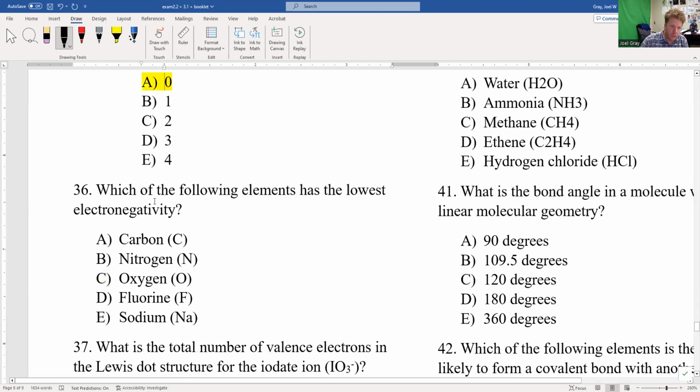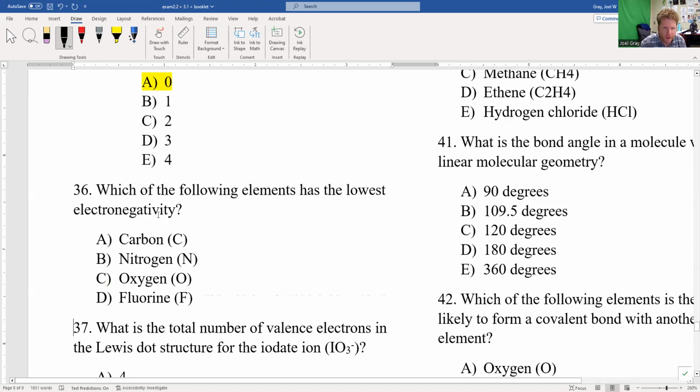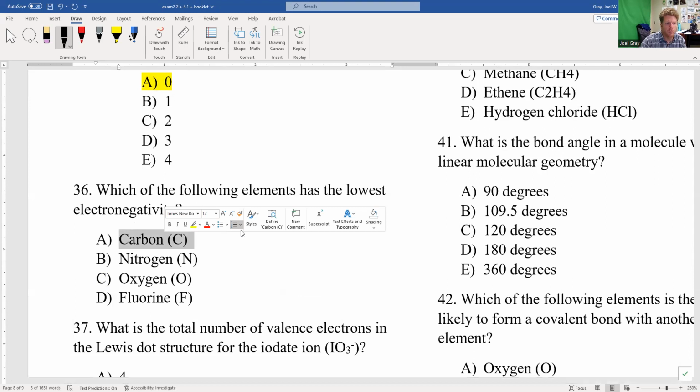Which of the following elements has the lowest electronegativity? We've got carbon, nitrogen, oxygen, fluorine, sodium. Our trend for electronegativity is up and to the right. Our most electronegative element is fluorine. Sodium is therefore your least electronegative, but I'm going to remove that. So what we're looking for is farthest to the left on the periodic table. So we are looking at carbon. 36 is A.